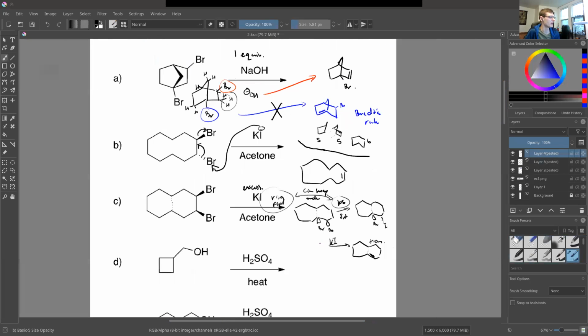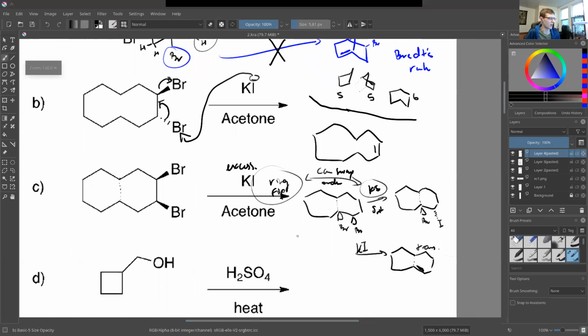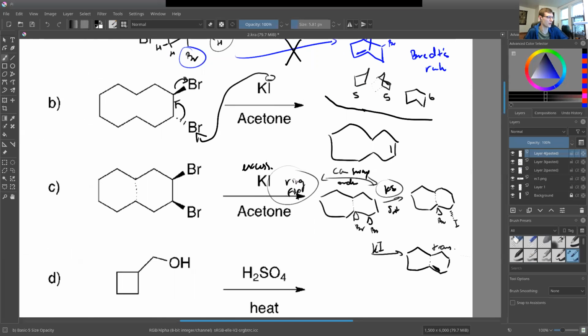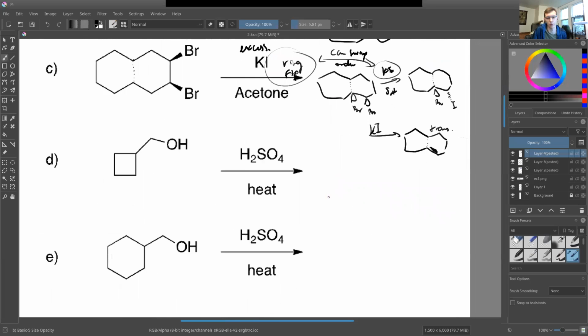Again, I know when I took the course, they didn't talk about this reaction at all with potassium iodide and two halogens next to each other. I don't think you need to know this. I wouldn't expect them to ask about this. So yes, this is a problem on this worksheet, but I wouldn't worry about it too much.